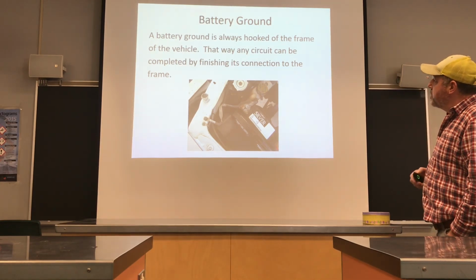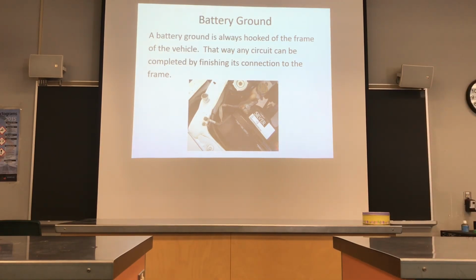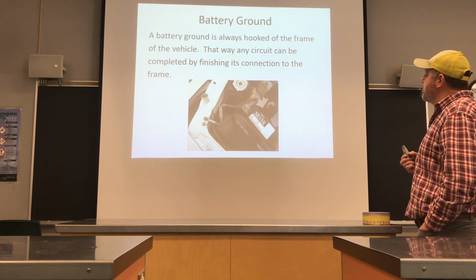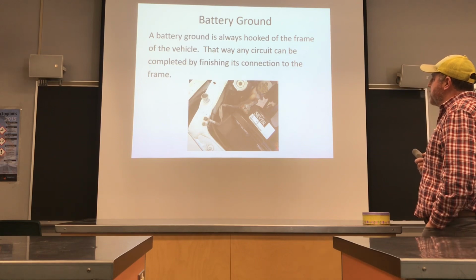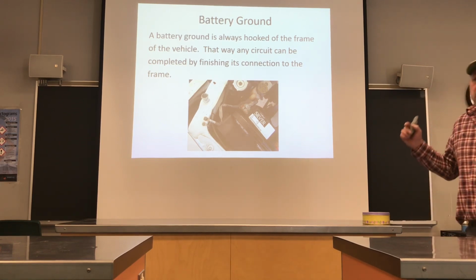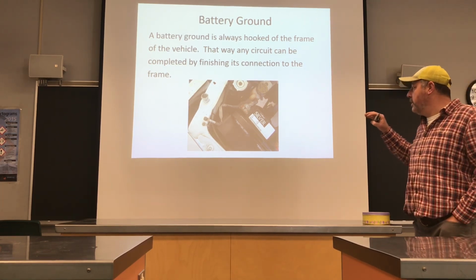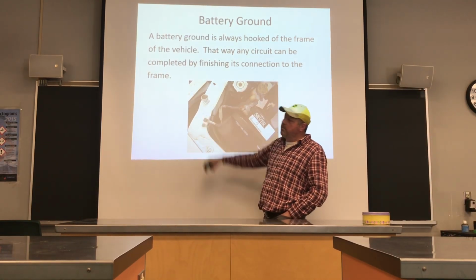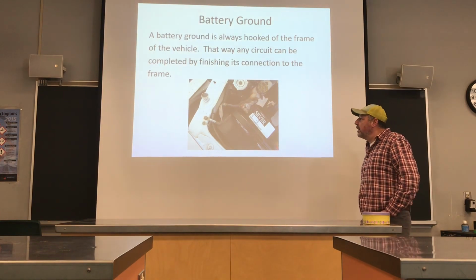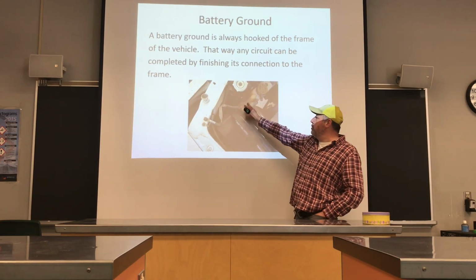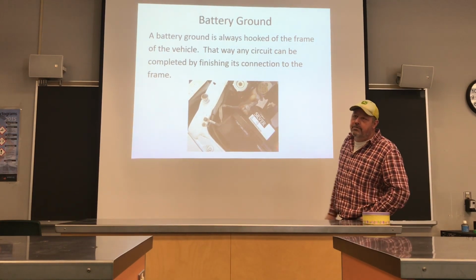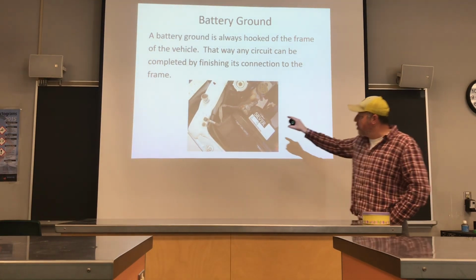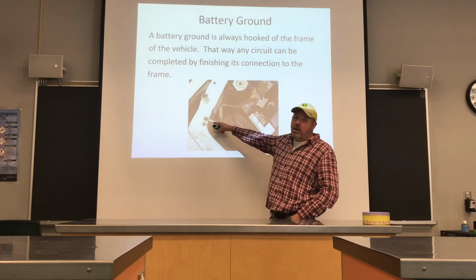A battery ground is always hooked to the frame of the vehicle. That way, any circuit can be completed by finishing its connection to the frame. So the ground wire or the ground cable from the battery will always go to the frame of the machine. For example, if this cable goes to the battery negative or the negative terminal on the starter, it's also going to go and ground to frame.